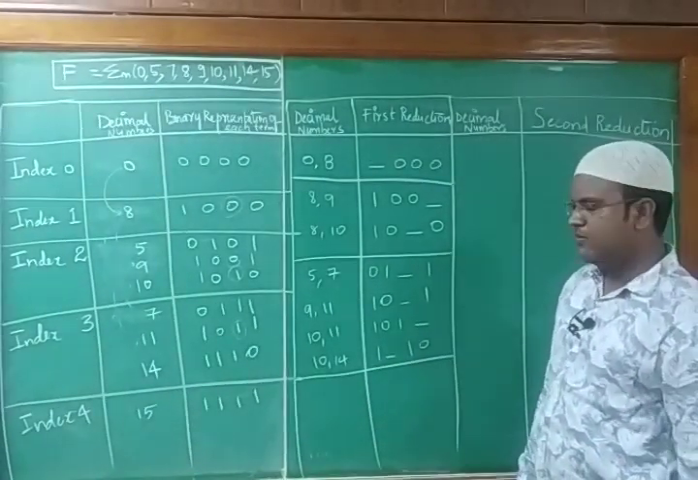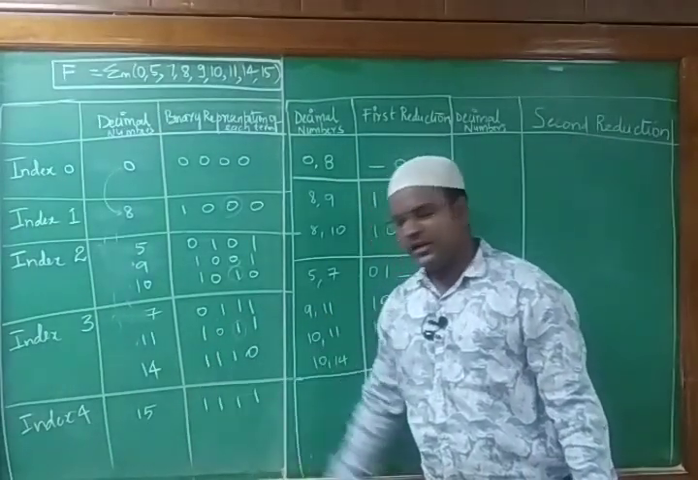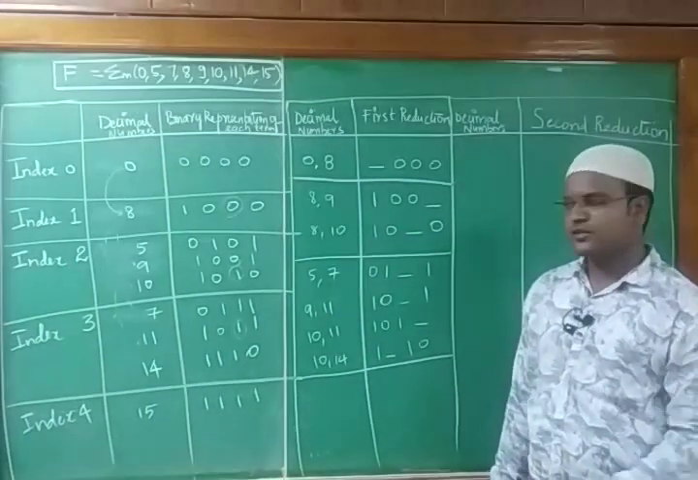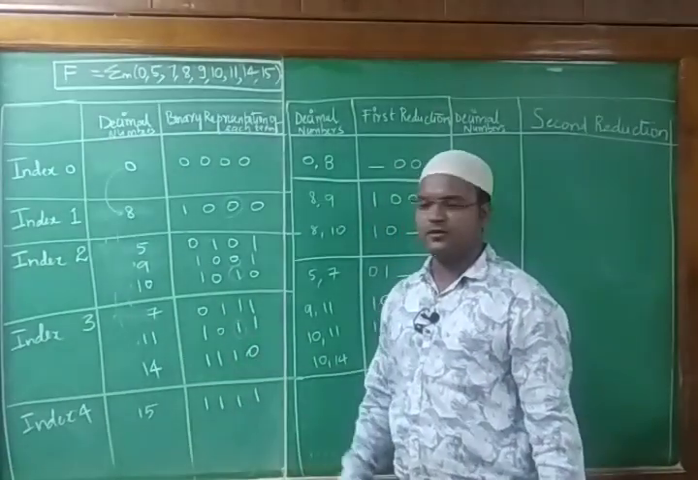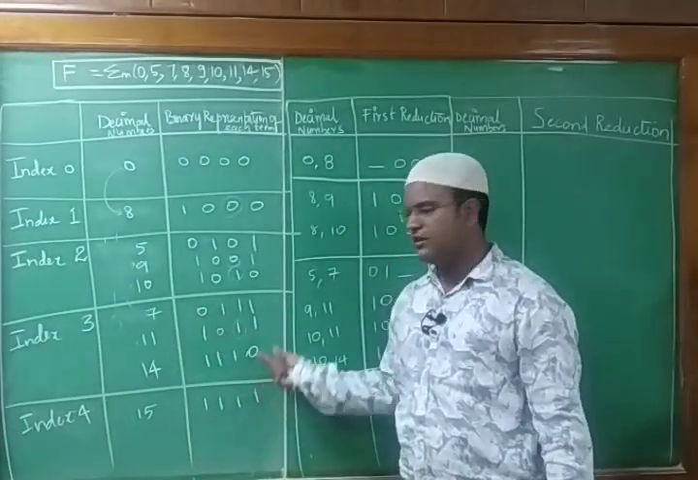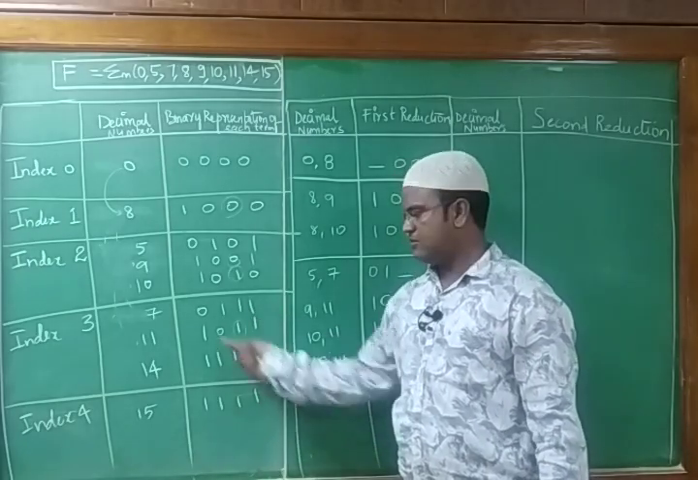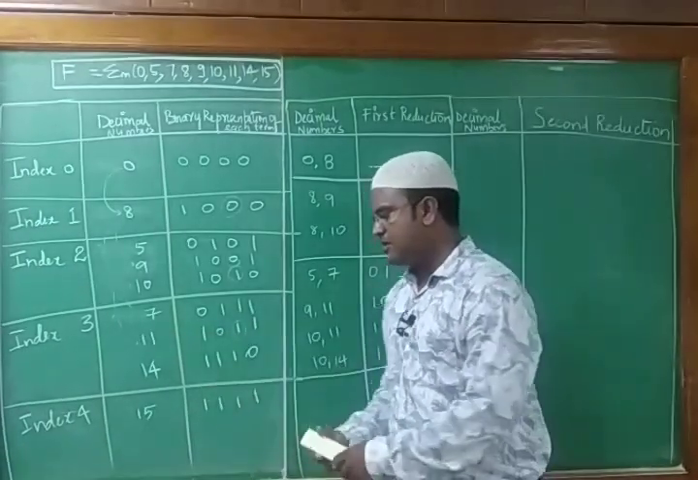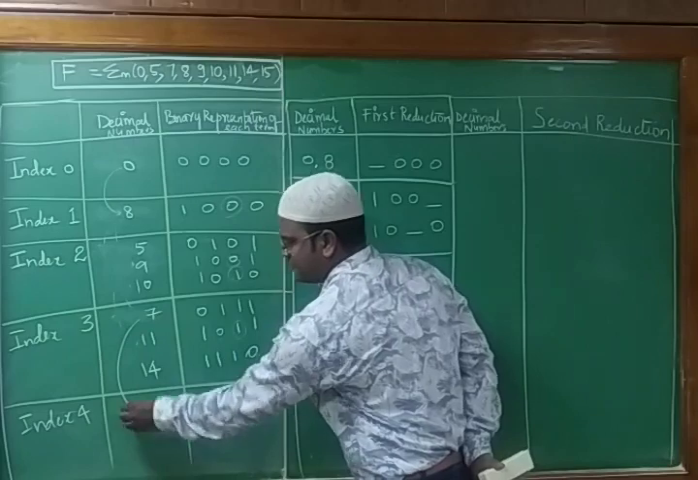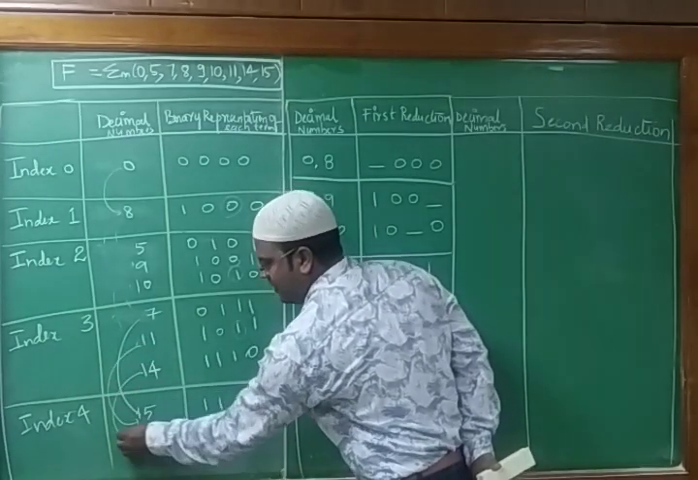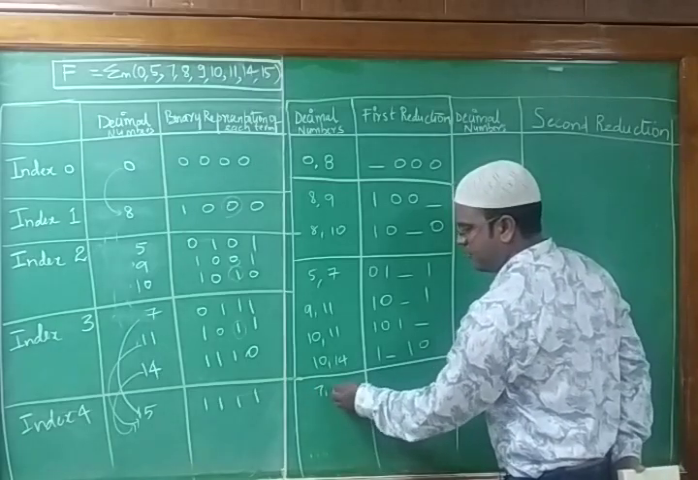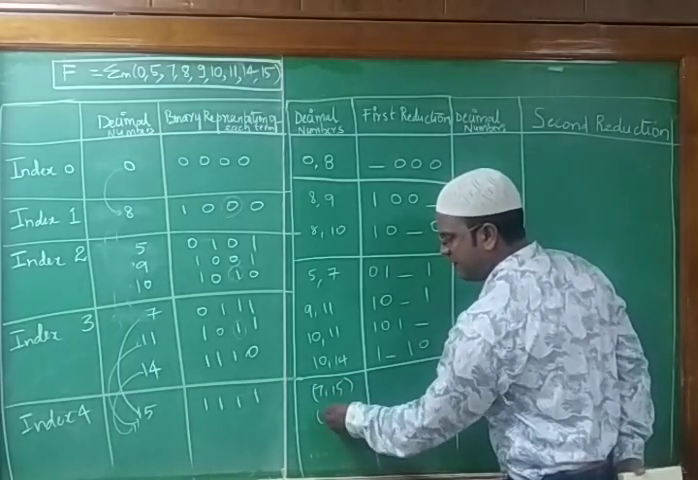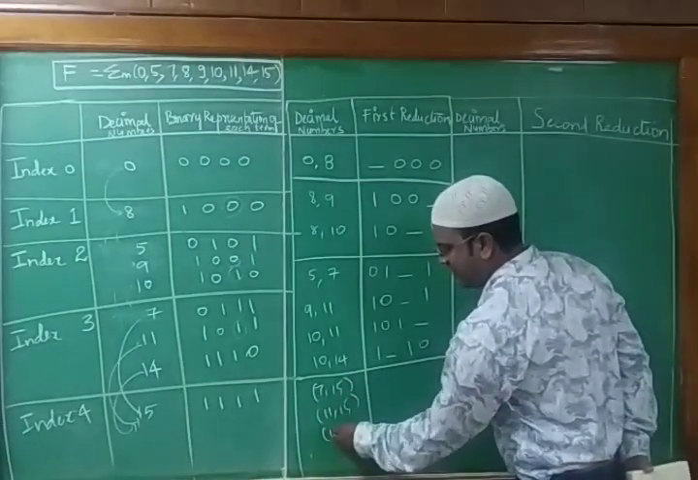What is left out now? Comparing index 3 with index 4. So what is index 4? Because all are ones, for every bit it is possible, because only one bit differs. As you can see, ones, here also ones, first bit differs. That means 7 with 15 is possible, 11 with 15 is possible, and 14 with 15 is possible. So what can I write? I'll write 7 comma 15, I'll write 11 comma 15 and 14 comma 15.